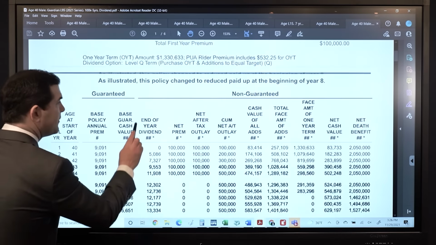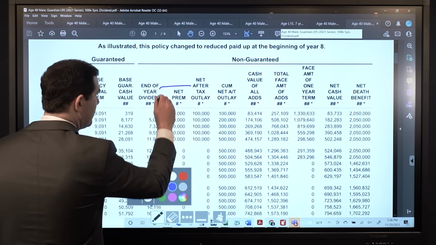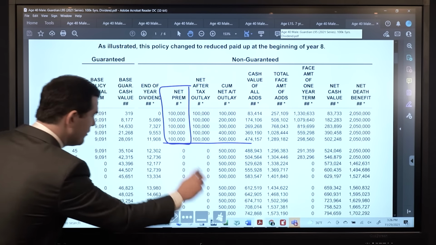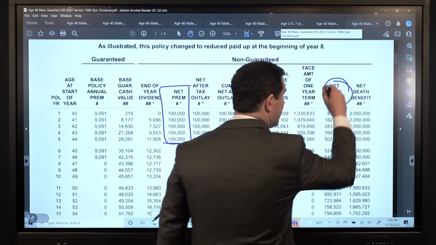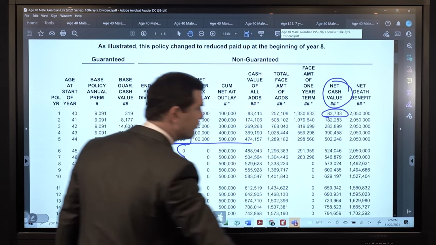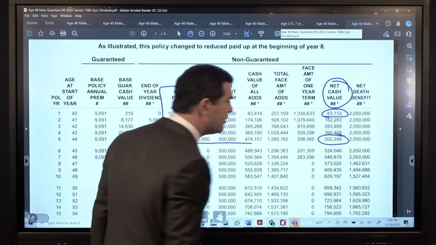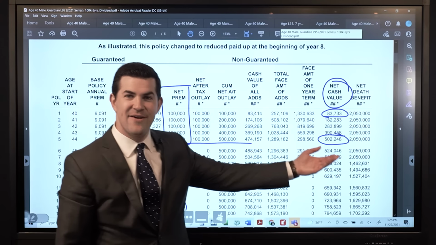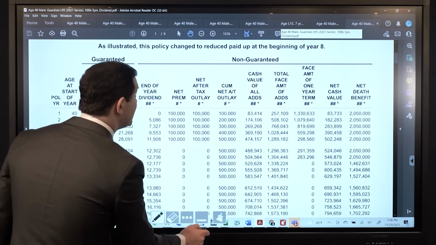But here we see payments going in. $100K per year for 5 years. Nothing thereafter. That's your actual out-of-pocket. Net cash value, year one, $83,000 and change, almost 84. Break-even point in this example, year 5, where I've paid in a total of $500,000, and I have $500,000, 502 to be precise. So there's a couple examples there.